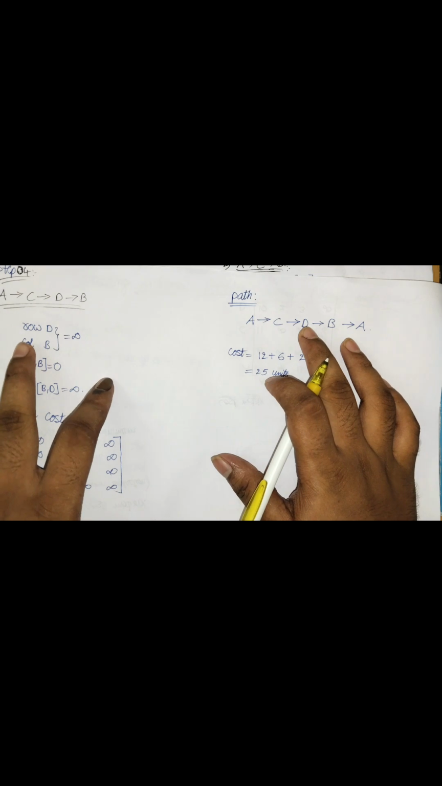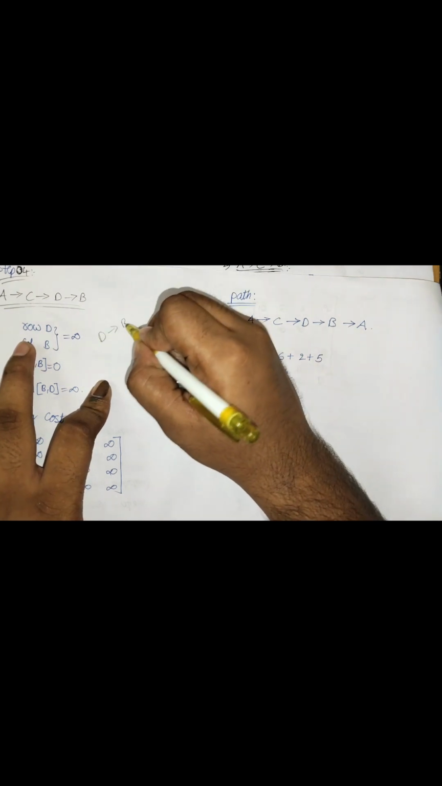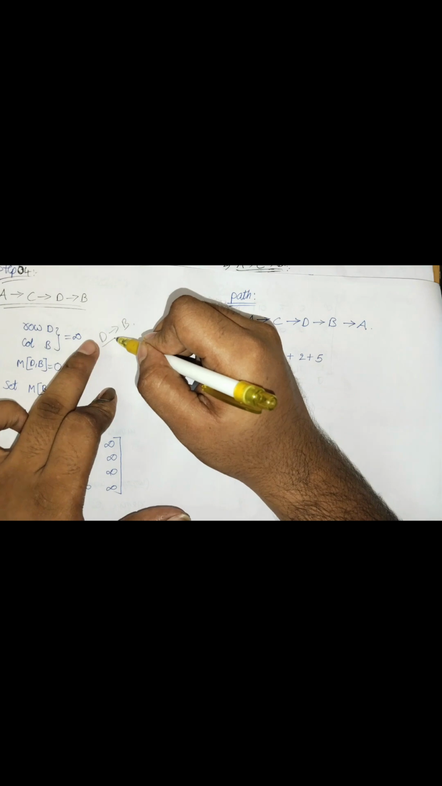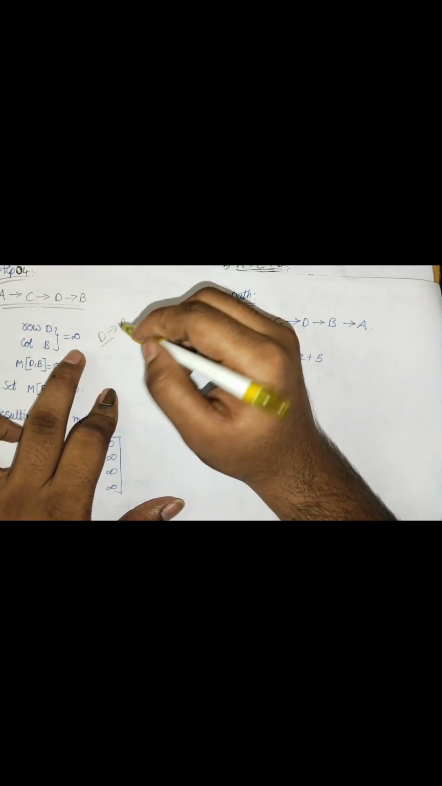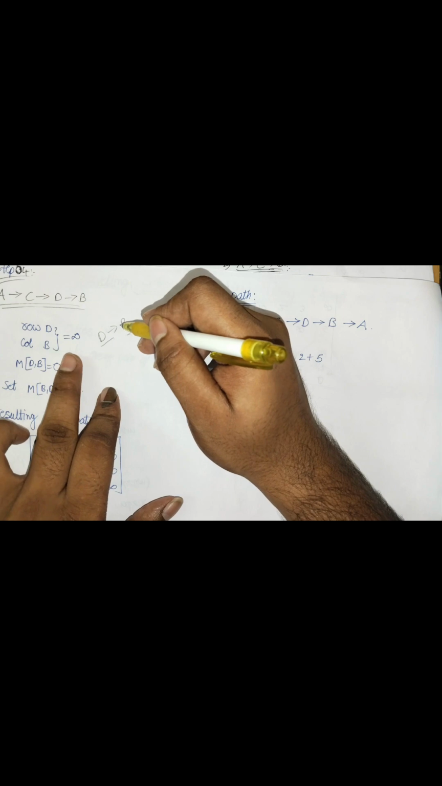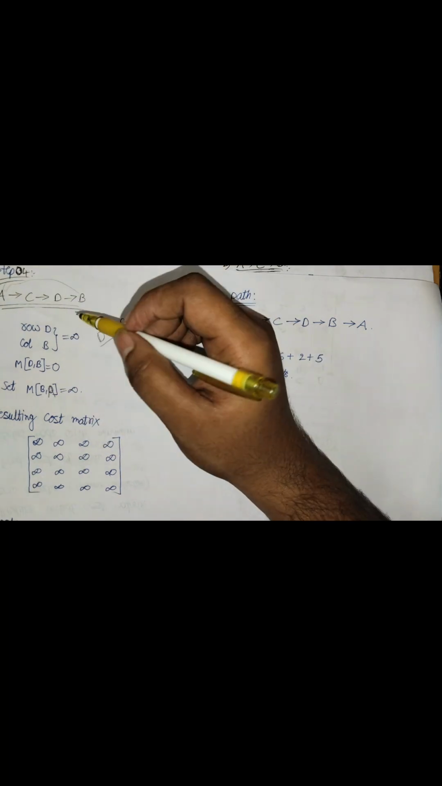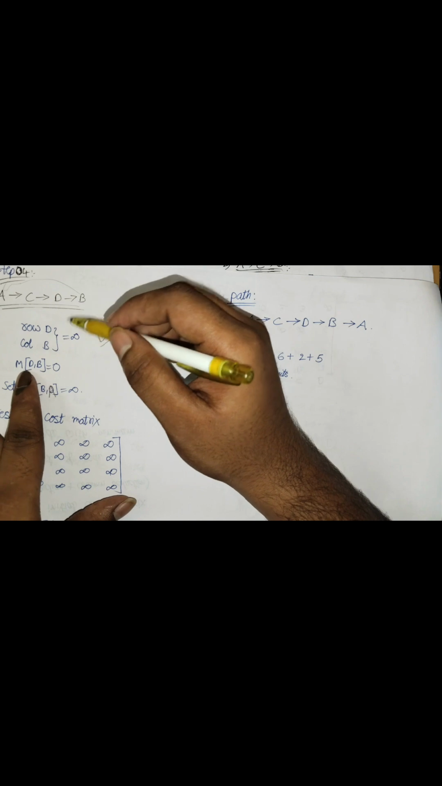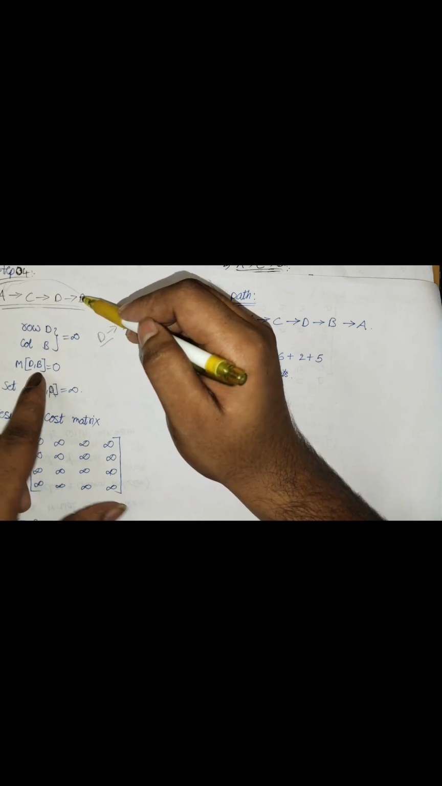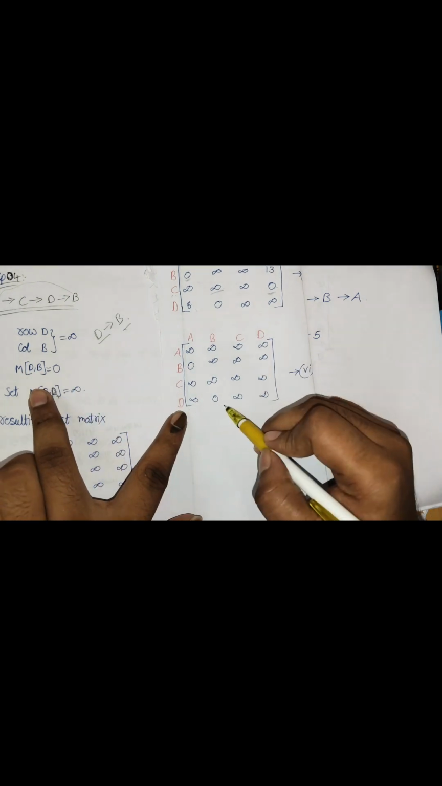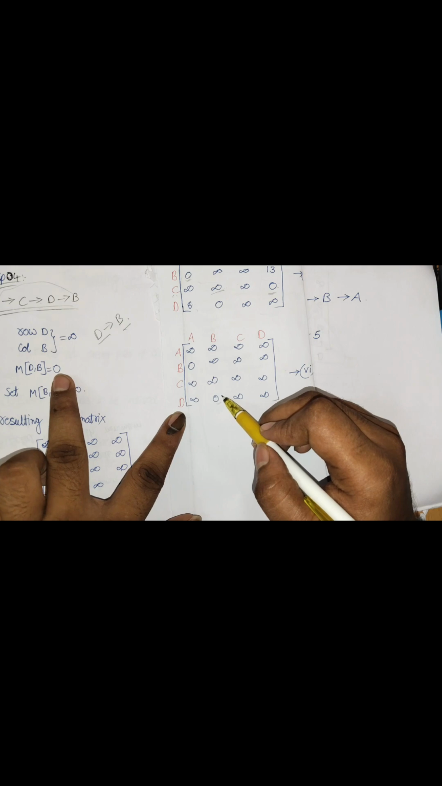See, you are visiting D to B, right? Now you have to replace row D with infinity and column B with infinity, and you can't go back to A, right? You can't go back to A, so B comma A equals infinity, and you have to find D comma B, because you will be using it in finding this cost. So D comma B, it's 0.